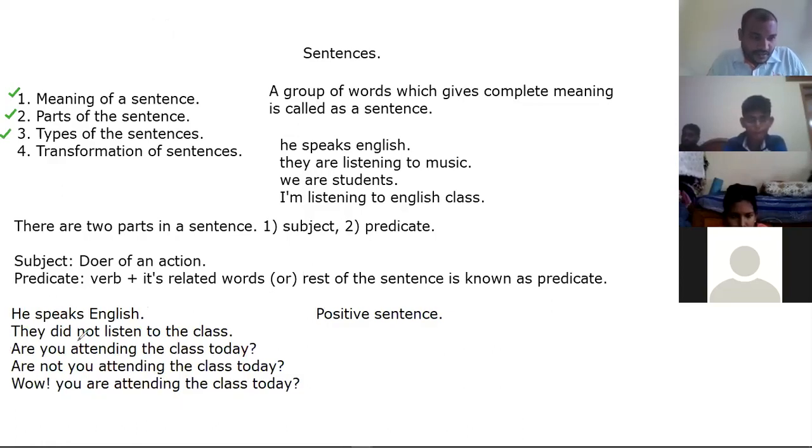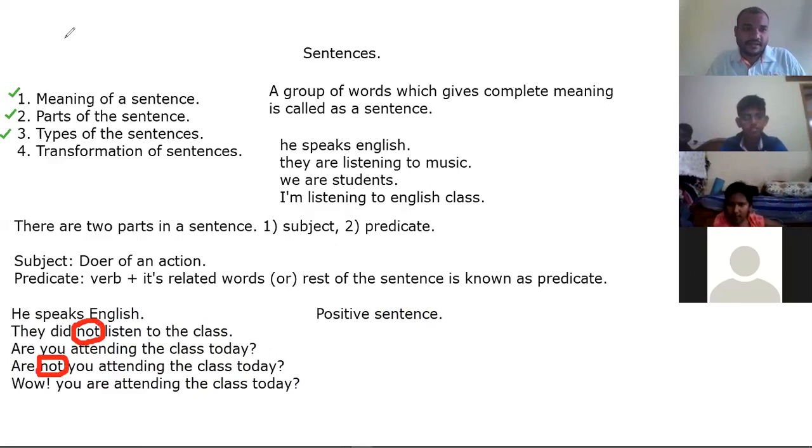Right? So, if you observe here, there is a word. What is this? Not. Again, here also. Not. Right? So, if you are able to find a word which is known as negative word, not is nothing but negative word. Okay. So, if there is any word as not in a sentence, that sentence is known as negative sentence. Okay. Understood?